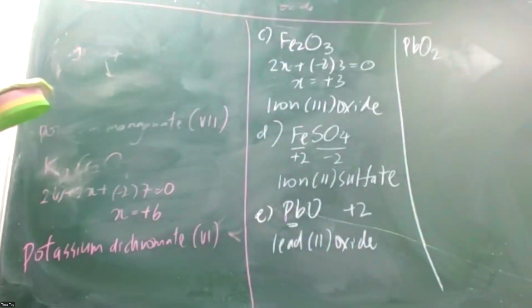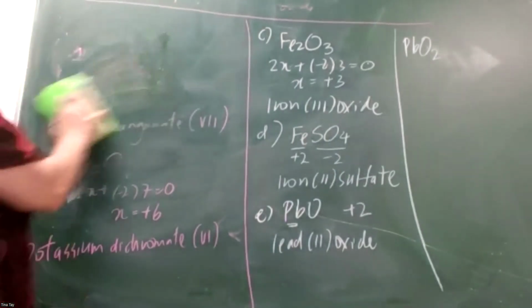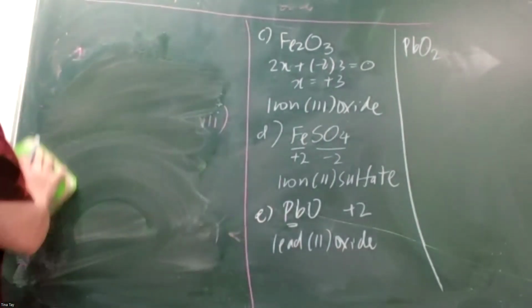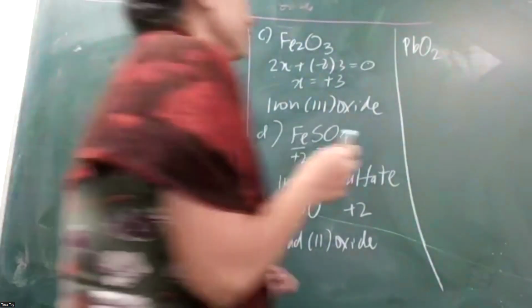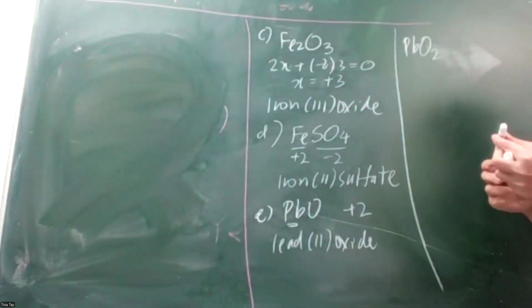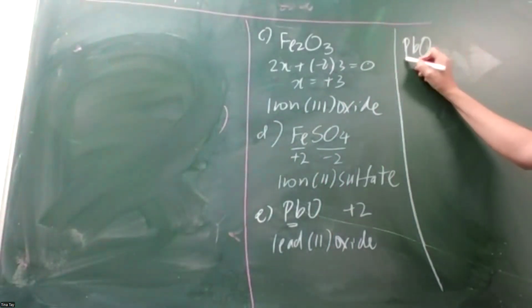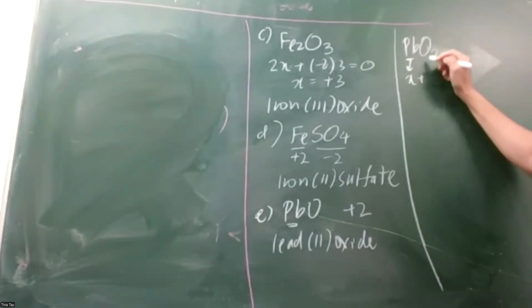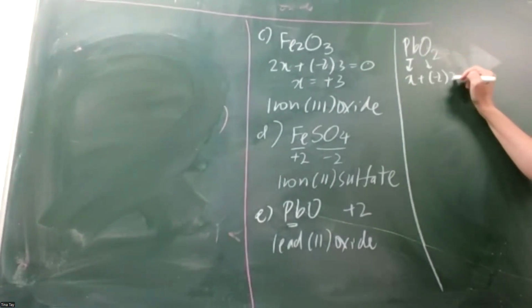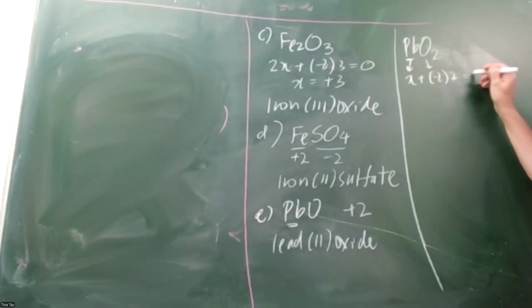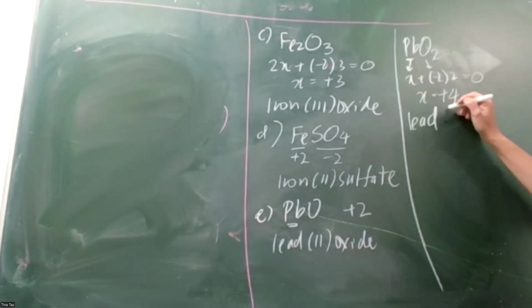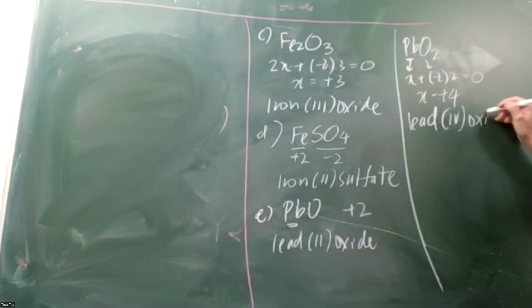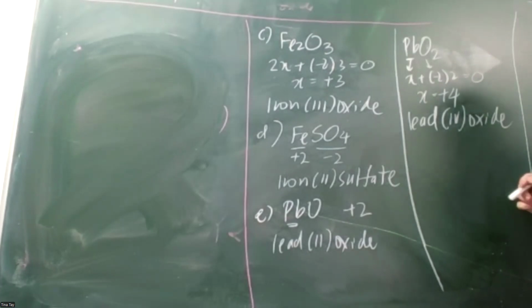You should remember, I multiply 2 because of the SO4. I don't think so. SO4 is 2 negative. The whole SO4 is 2 negative. You know the charge? The ion SO4 is 2 negative. Oh, really? So this is a bit different. This one is X plus oxygen, negative 2 times 2. Right? So this one total equals 0. X equals positive 4. So this is lead 4 oxide. Okay?